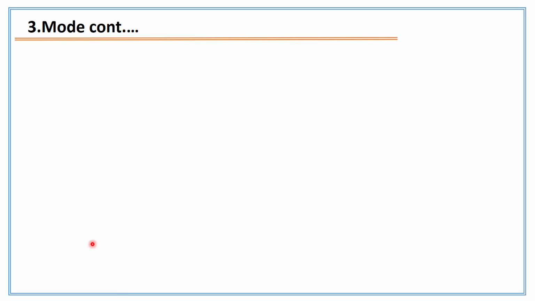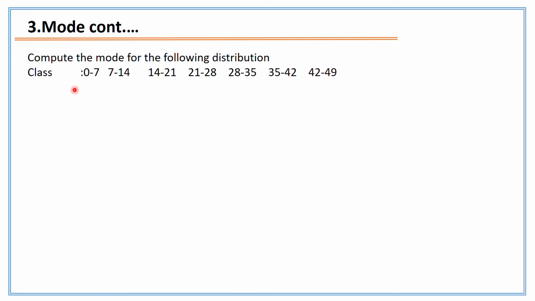So now we will see one example. Compute the mode for the following distribution. Here classes are given and frequency. Class is 0 to 7, frequency is 19; 7 to 14, frequency is 25; 14 to 21, 36; 21 to 28, 72, and so on.